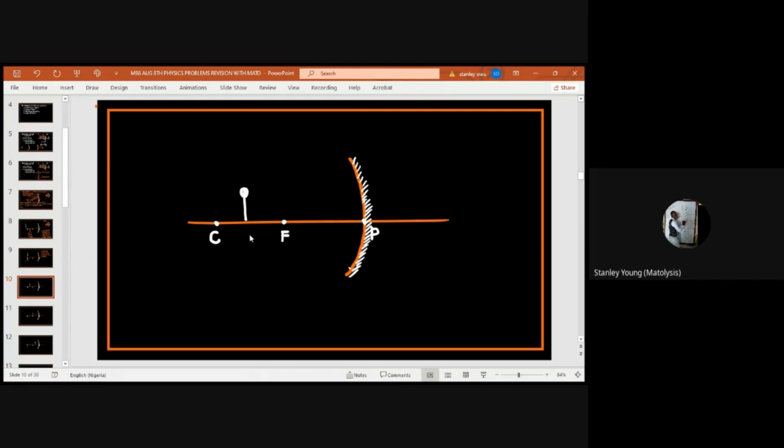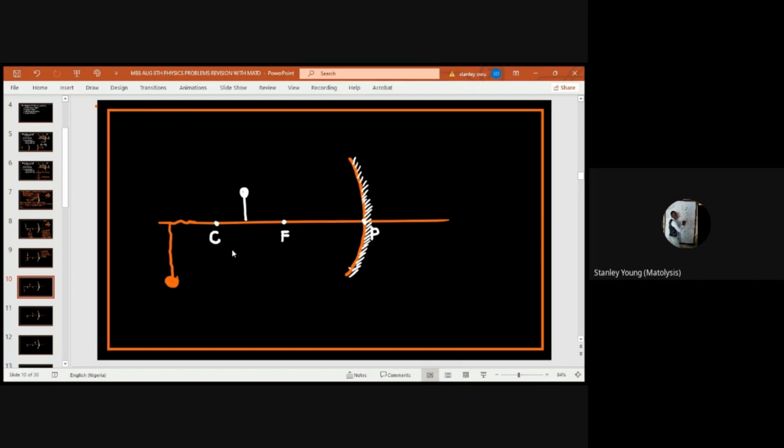When the object is positioned between the center of curvature and the principal focus, the image is usually formed around here. Try drawing the ray diagrams after watching the other video. Okay, so what do we have here?